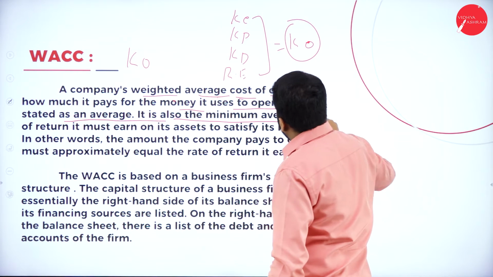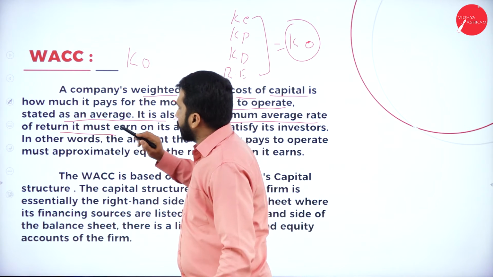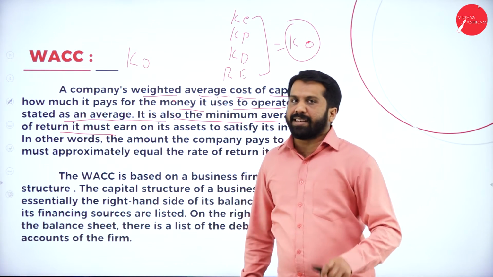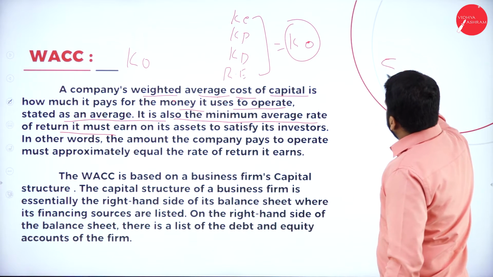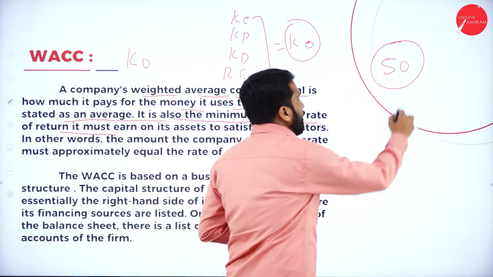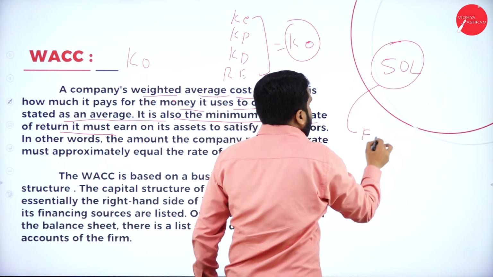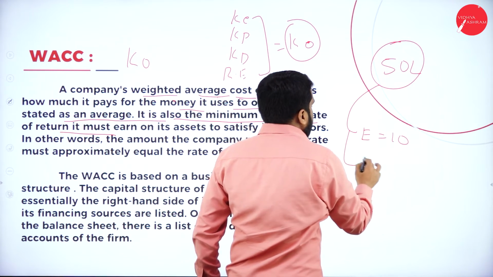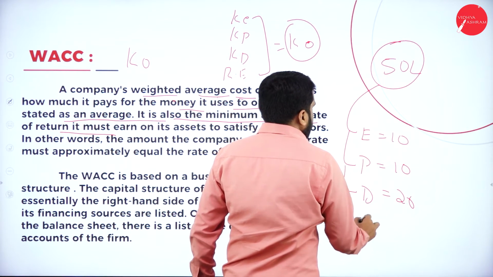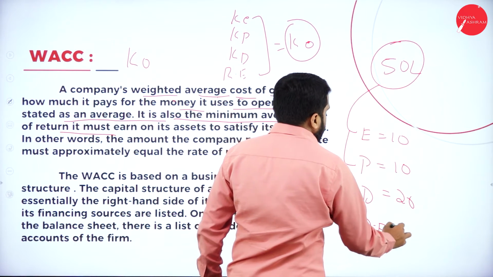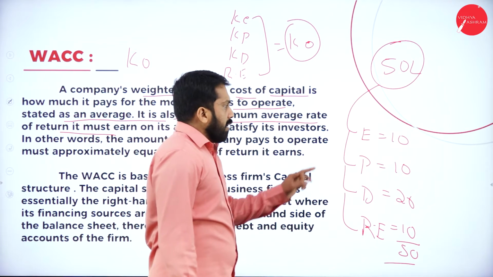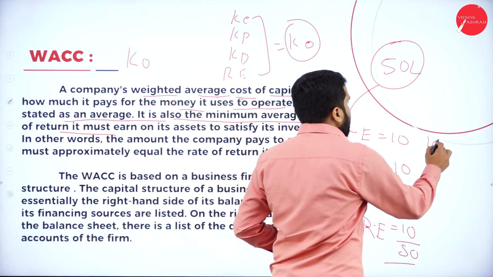It is also the minimum average rate of return a firm must earn. If you do WACC, you will get to know, for example, you want 50 lakh as capital investment. How much do you need? 50 lakh. From equity shareholders, you have taken 10. Preference shareholders, 10. Debenture holders, 20. Retained earnings, some 10. How much did you invest? 50 lakh.